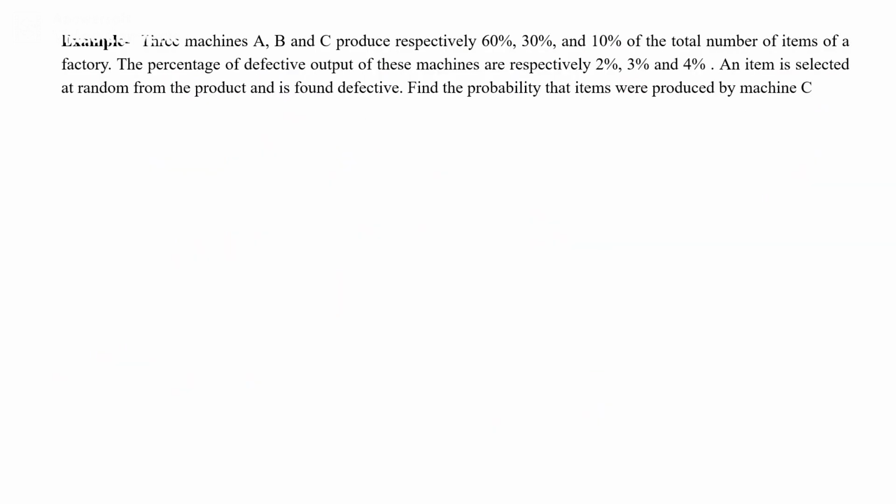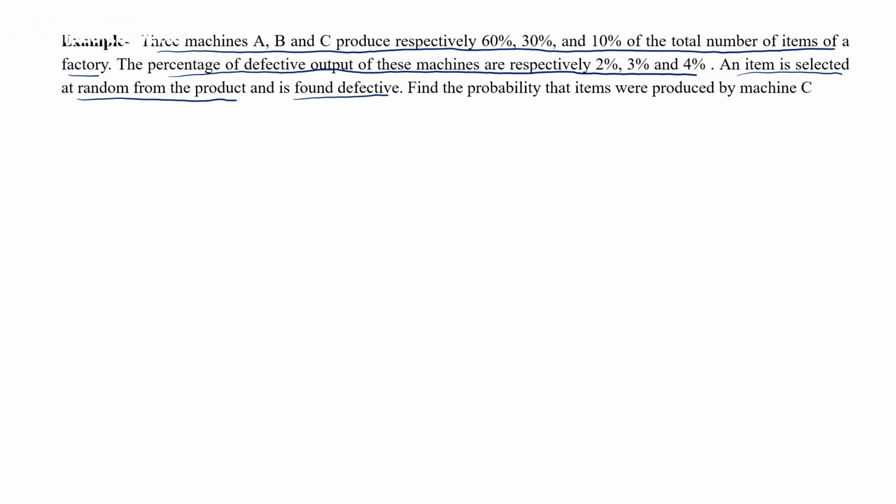Now the next example: we have 3 machines A, B, C that produce respectively 60, 30 and 10% of the total number of items of the factory. The percentages of defective output of these machines are respectively 2, 3 and 4%. An item is selected at random from the product and is found to be defective. Now we have to find the probability that the item was produced by machine C.